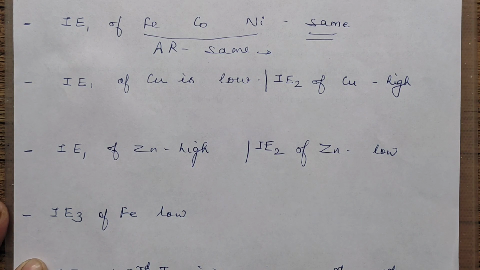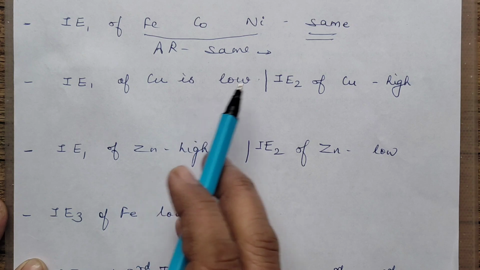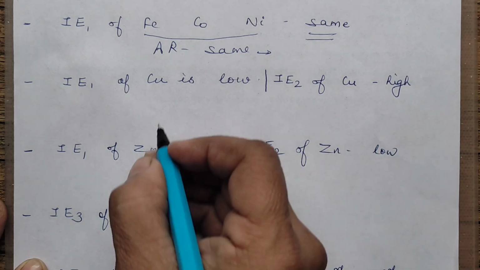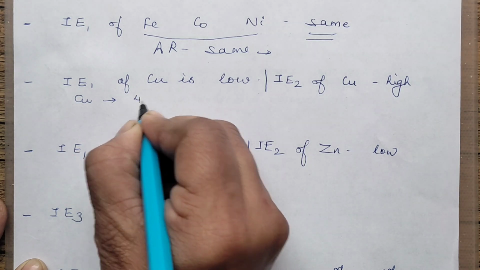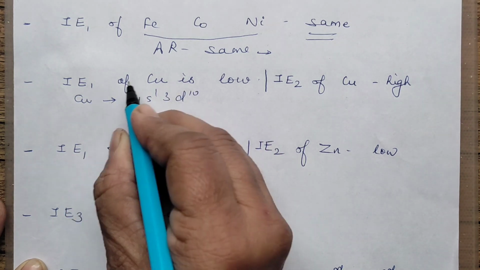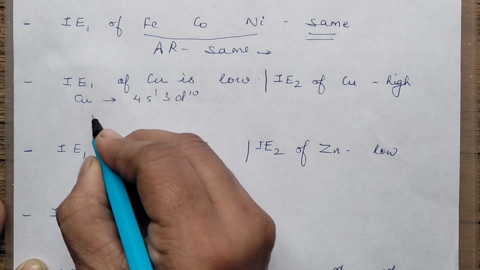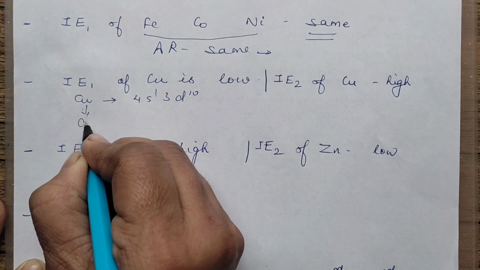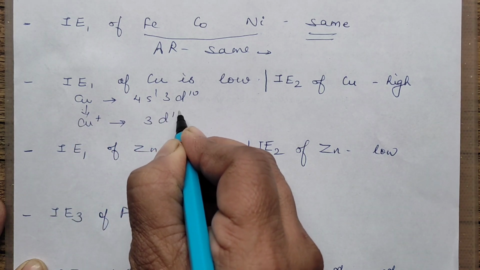This is a simple thing, right? First ionization enthalpy of copper is low, whereas the second is high. Let's write the copper configuration. Copper configuration is 4s1 3d10. Right? So first ionization means removing an electron from the neutral atom. After losing one electron, it will become Cu+, and now its configuration becomes 3d10.